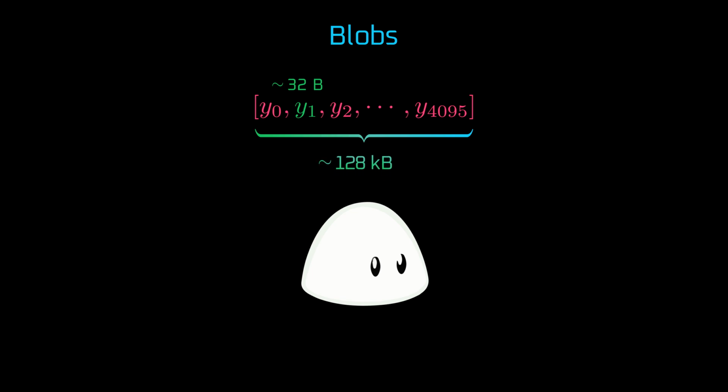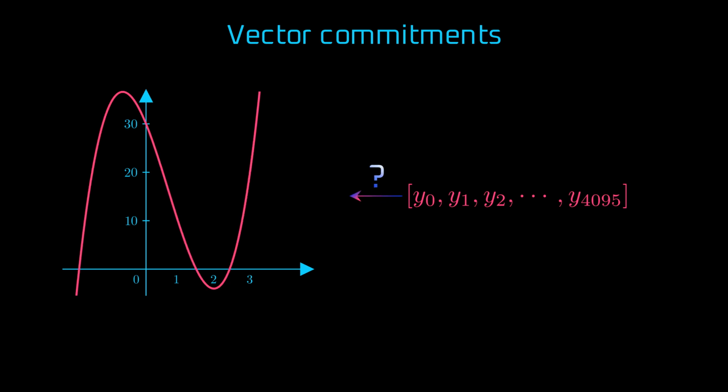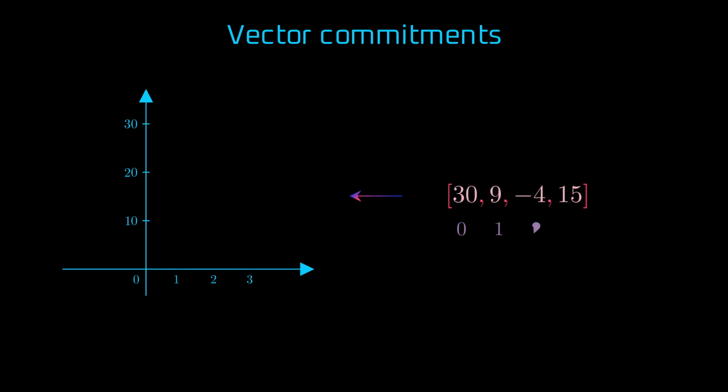But as we mentioned, it's temporary. How then can we make it accessible without unnecessarily bloating the execution layer? This is where vector commitments come in handy. We can represent these 4096 numbers as a polynomial. How? Let's first take a look at a simpler vector. We create points in Cartesian space by using vector indices as x coordinates and vector values as y coordinates.